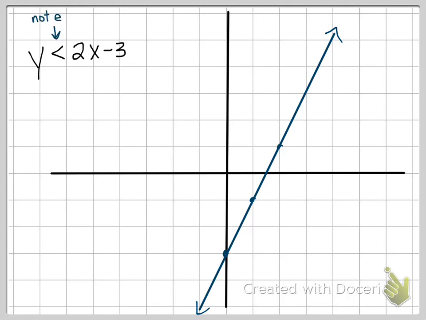First of all, this cannot be equal to. If it could, there'd be the other little line under here. It'd be less than or equal to. But this cannot be equal to. What that tells me is that I have to have this line be a dotted line, because this line is not part of the solution set. This line is the boundary, but it is not included in the solutions.